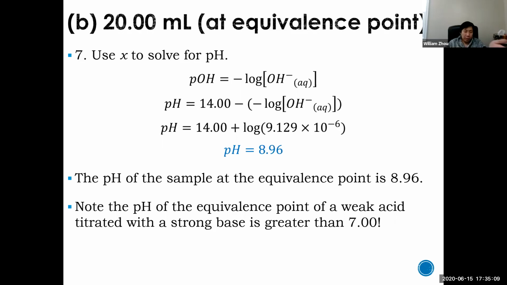So if on the test I ask you to explain why it's greater than 7, you better not tell me it's a weak acid and a strong base. You have to explain using the hydrolysis and the equilibrium. Okay? Questions? Okay, that seems like good news, right?